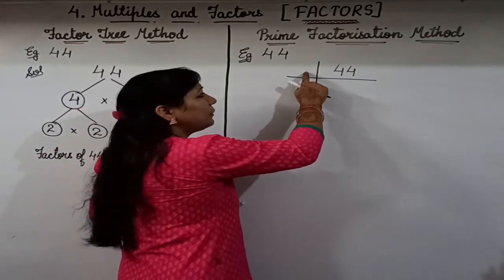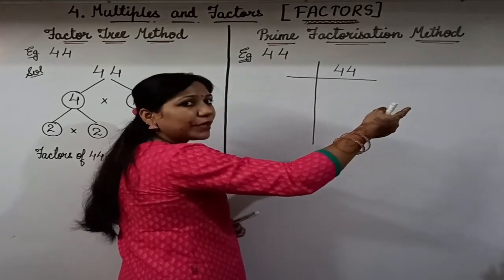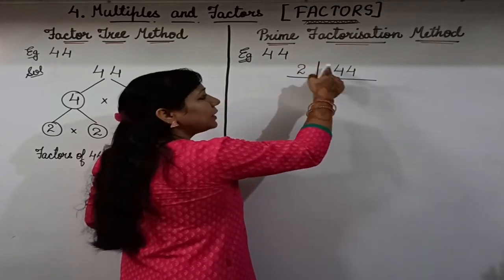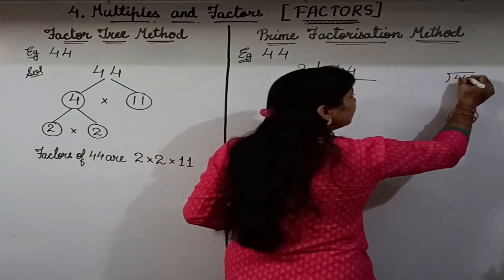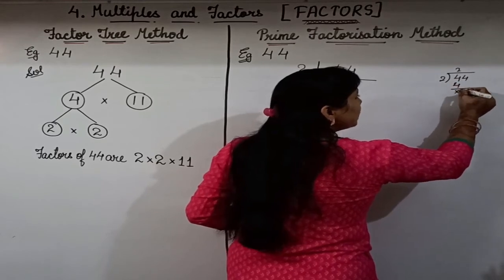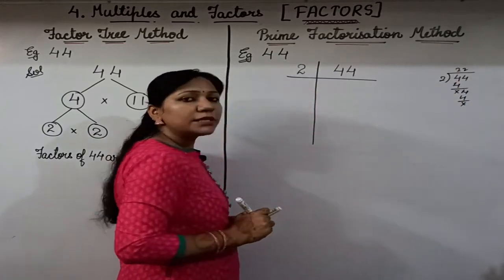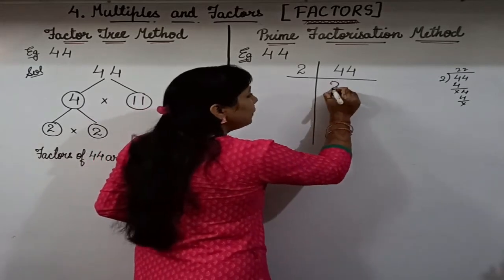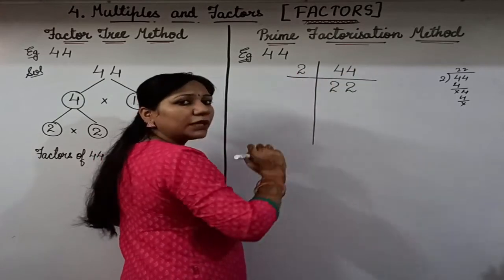Which is the smallest prime number we have? It is 2. So is 44 divisible by 2? The answer is yes. So let's divide this number 44 by 2. You can also do it in your rough portion. 44 divided by 2: 2 2s are 4, then 4, 2 2s are 4. What is the quotient coming up after dividing 44 by 2? It is 22. That 22 you will write here. So it is basically 2 into 22 equals 44.